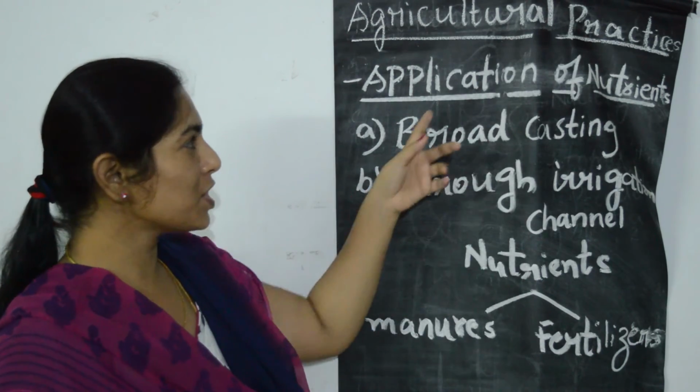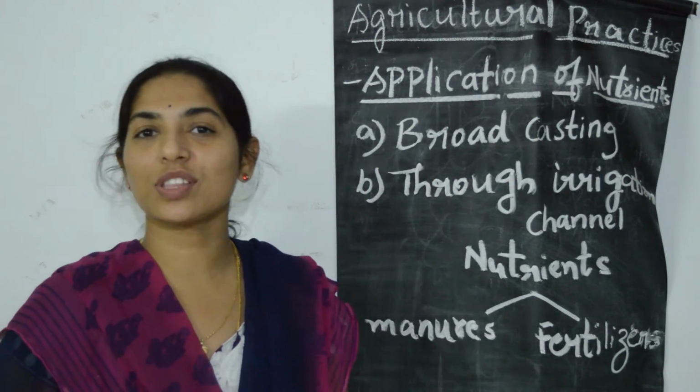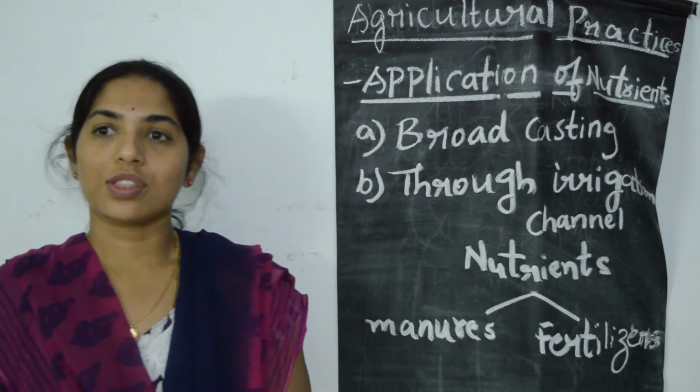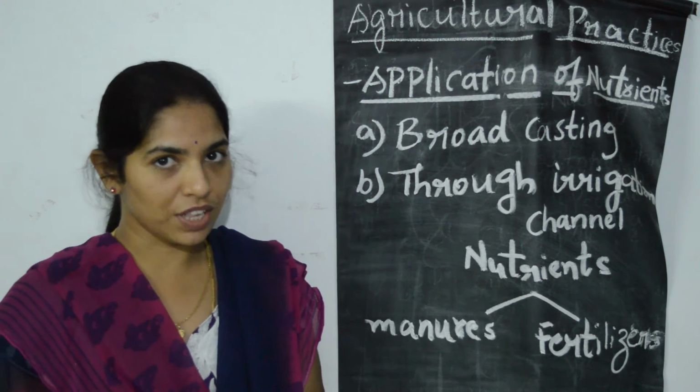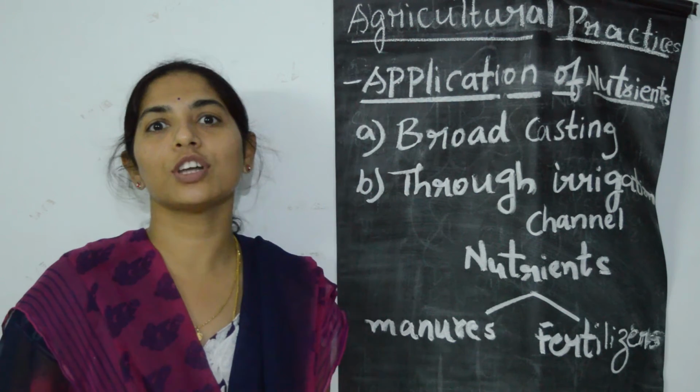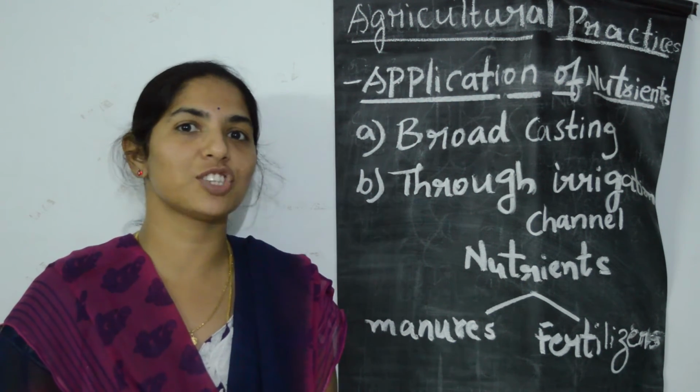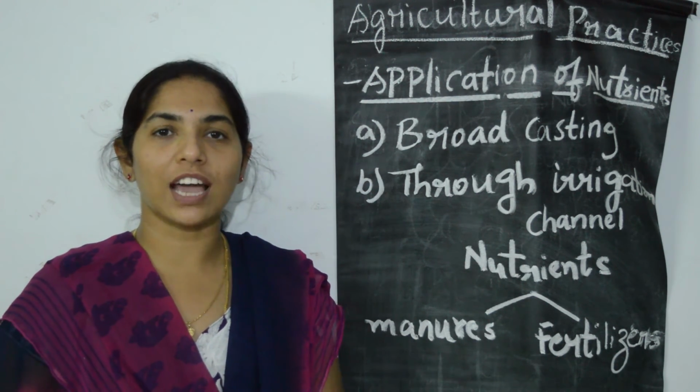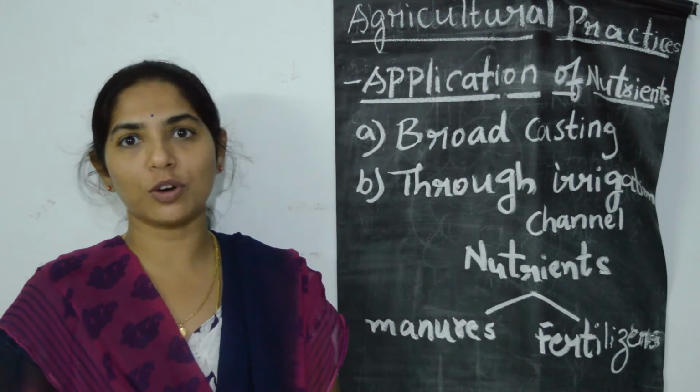The next step is application of nutrients. Generally, the soil is rich in nutrients, available in the form of humus. Apart from that, as we go on growing the crops, the nutrients get utilized by the plants. So every time there is a need for replenishment of nutrients.